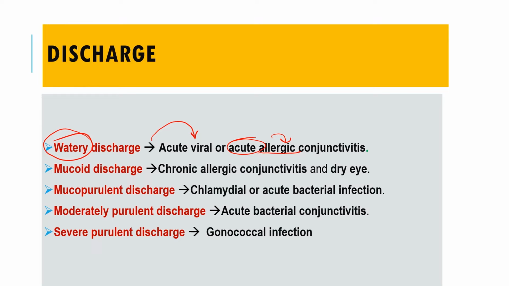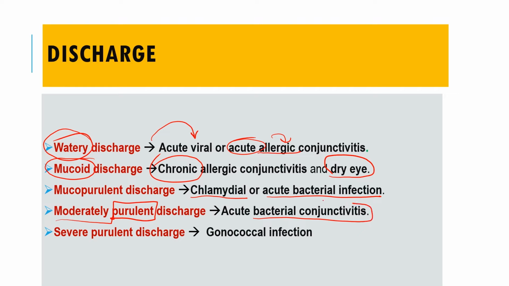Now, sometimes the discharge can be a mucoid discharge, that means the discharge will resemble mucus. This is seen in chronic allergic conjunctivitis and also in dry eye disease. Now, coming to mucopurulent discharge, that means the discharge is partly pus and partly mucin. This is seen in chlamydial infection and other bacterial infections. And again, you have moderately purulent discharge, that means it is a pus-like discharge, and it is seen in acute bacterial conjunctivitis.